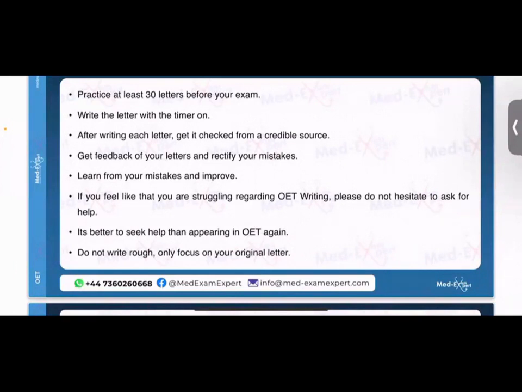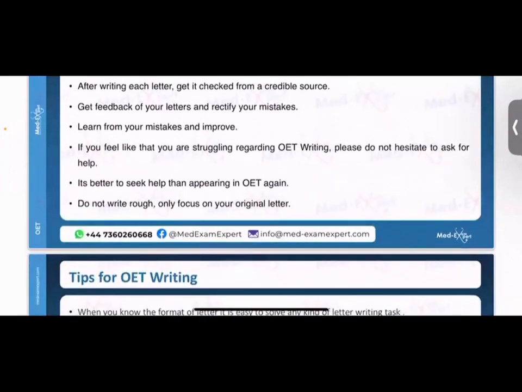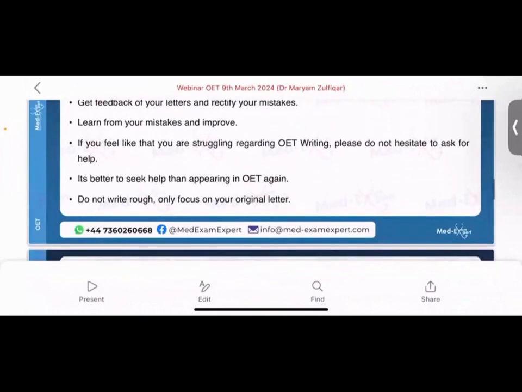If you feel that you are struggling with OET writing, please do not hesitate to ask for help. It is better to seek help than to appear in the OET again. This is another thing to consider. If you think your OET writing is not good, and it's not only writing, it applies to every other module. If you think you are struggling in any of the modules, please do not hesitate to ask for help, because you are investing a huge amount in this exam, and you are investing a huge amount in the preparation for this exam as well. So I think it is better to invest a huge amount at one time only.